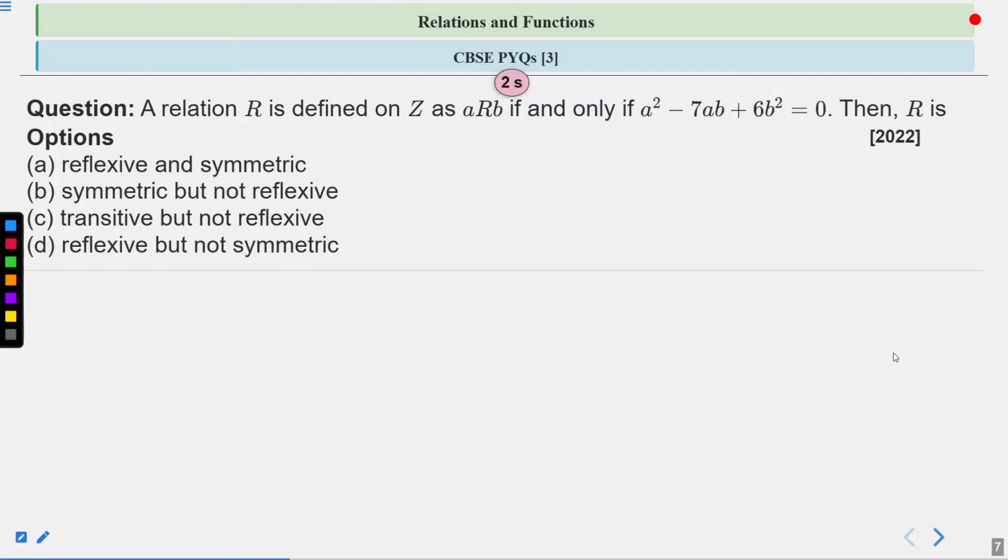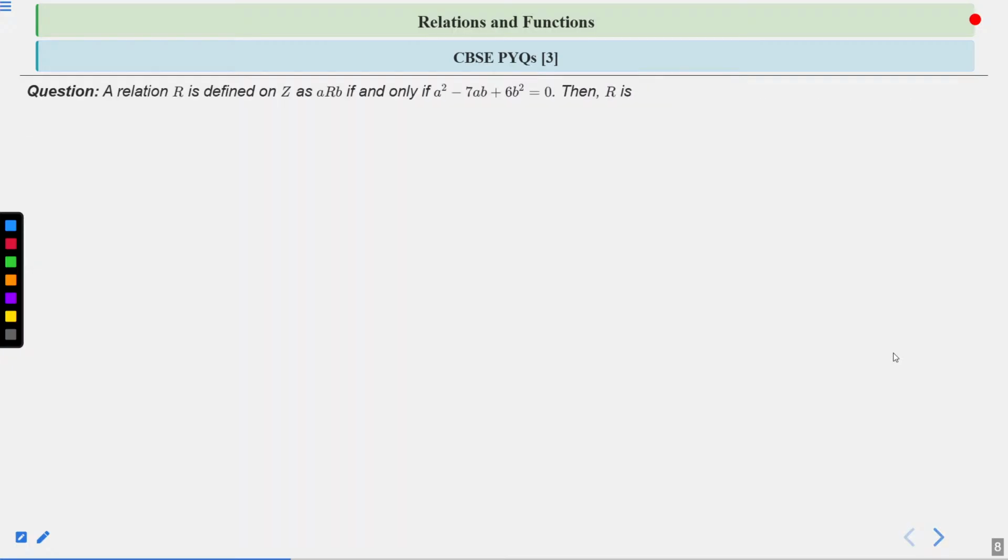Okay, Tushar, you are saying option A. Let's see. Okay, let's move to the solution part. The question was: a relation R is defined on Z as A related to B if and only if A square minus 7AB plus 6B square equals 0, then R is. The correct option is option D, which is reflexive but not symmetric, right? Let us discuss.